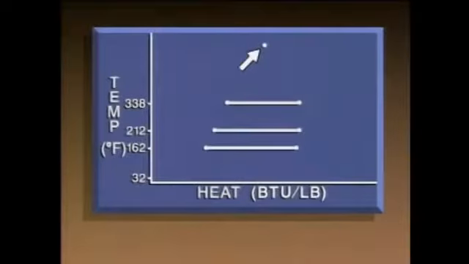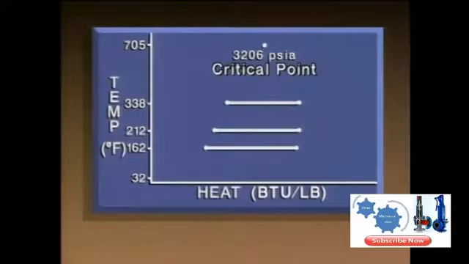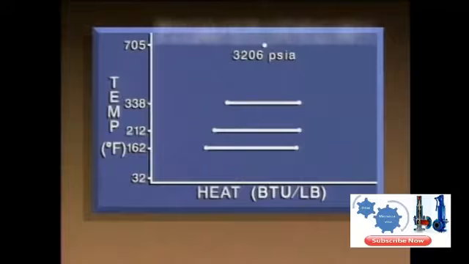There is a point, however, at which the latent heat of vaporization is 0 BTUs per pound. This point occurs at a pressure of 3,206 psia and a boiling temperature of 705 degrees Fahrenheit. This point's called the critical point. Above the critical point, water flashes to steam, but there is no latent heat transfer. Above this point, water exists as a superheated vapor. A superheated vapor is a vapor whose temperature is higher than its boiling temperature.